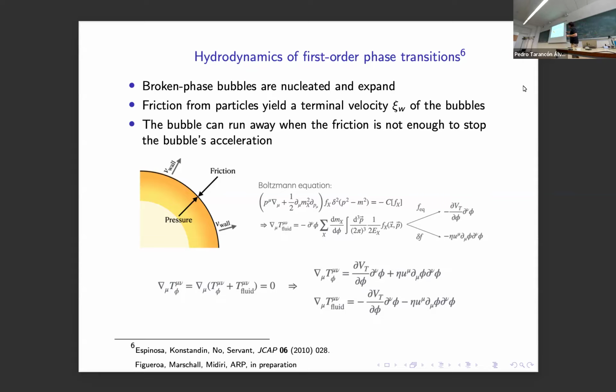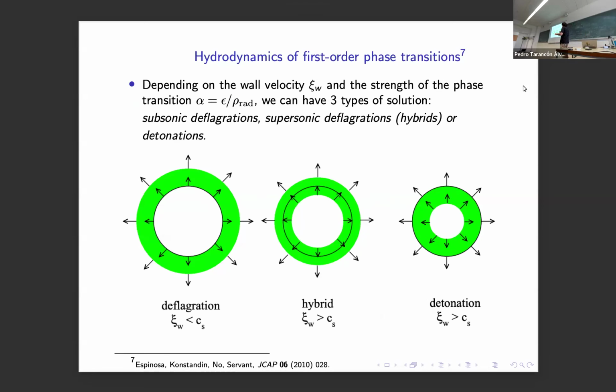But this is the general picture, and then we have a conservation for both the stress energy tensor of the scalar field and the fluid, so we can try to solve the equations of the system of the scalar and the fluids. So if these bubble walls reach a terminal velocity, which is the case that I will be mostly focusing on, then we expect to perturb the fluid around the bubble. This first circle is the bubble wall, and we can have three types of solutions depending on the velocity of the walls as the bubbles are expanding.